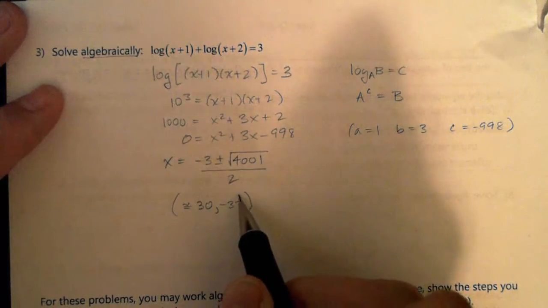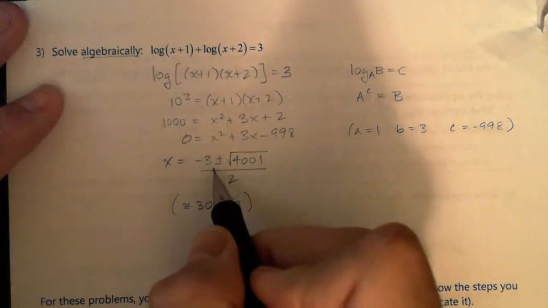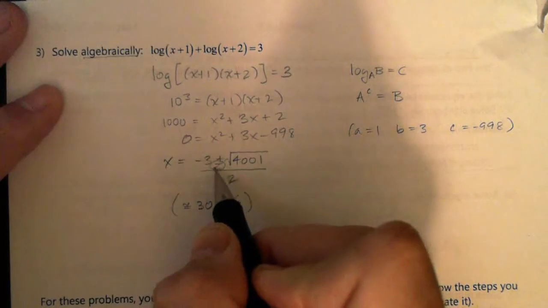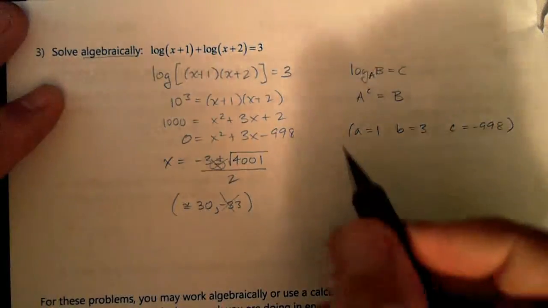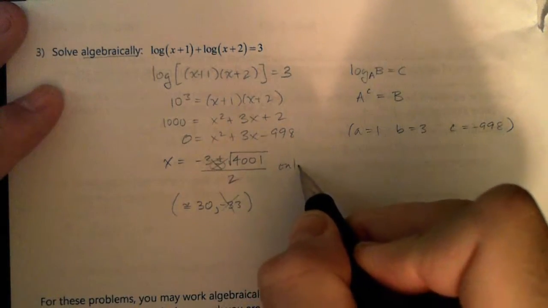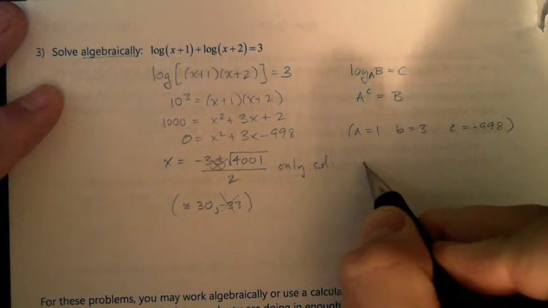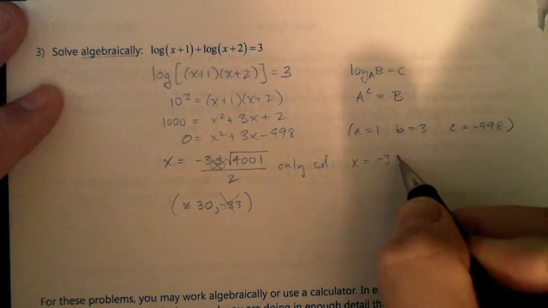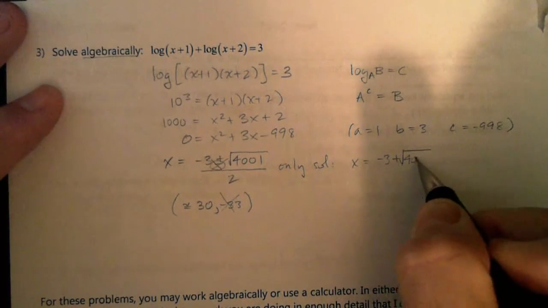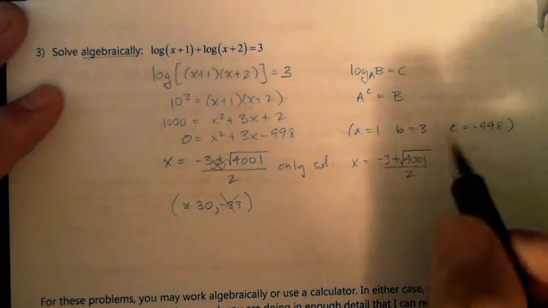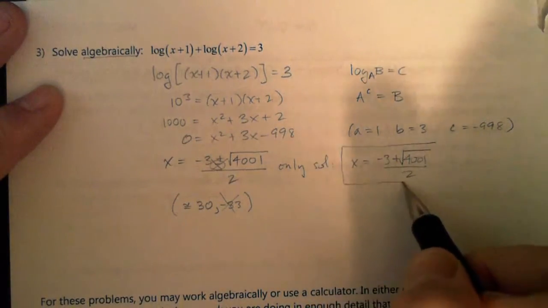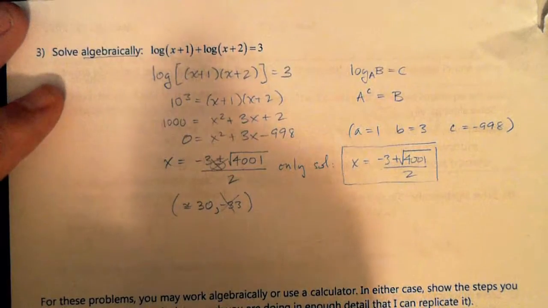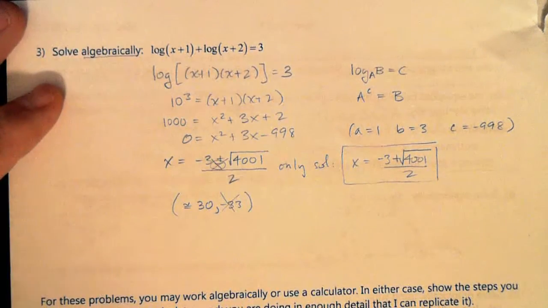And we can see that this number fails. And that number is minus 3 minus. So I'm going to reject that. So the only solution is x equals minus 3 plus the root of 4001 over 2. Okay, indicating the exact value of the solution.